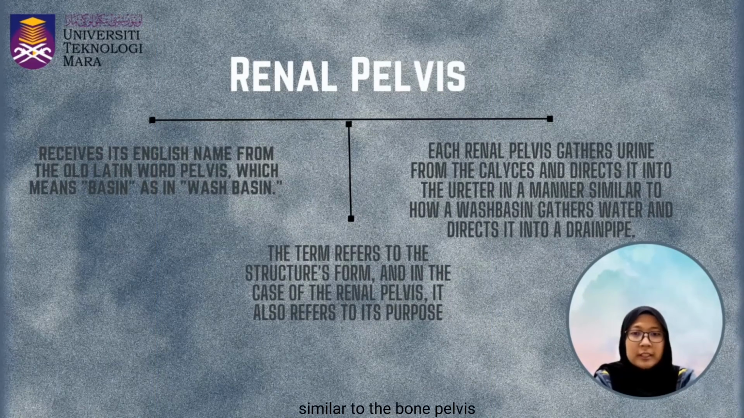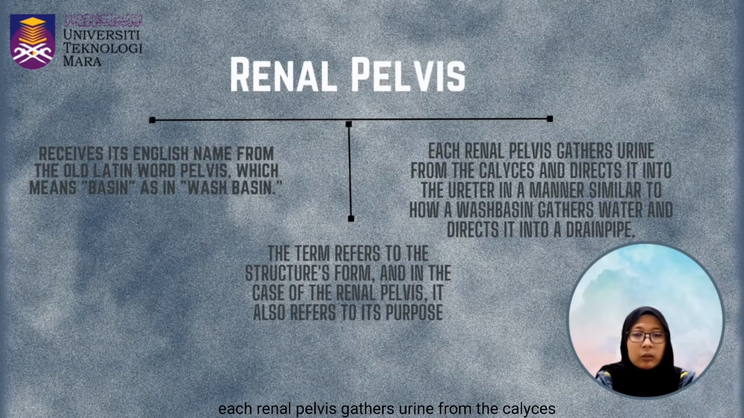In addition, similar to the bone pelvis, the renal pelvis also received its English name from the old Latin word pelvis, which means basin, as in wash basin. In both instances, the term refers to the structure's form, and in the case of the renal pelvis, it also refers to its purpose. Each renal pelvis gathers urine from the calyces and directs it into the ureter in a manner similar to how a wash basin gathers water and directs it into a drain pipe.